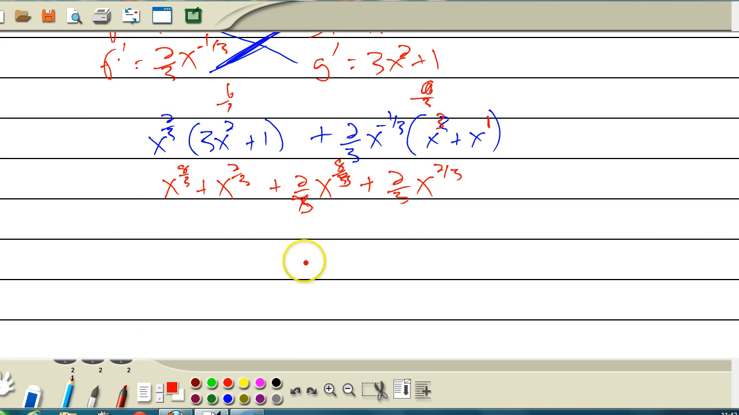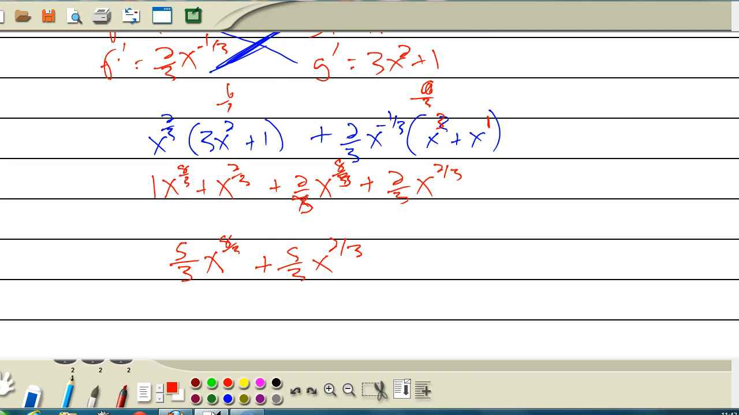So you have 8/3, 8/3, 2/3, and 2/3. So go ahead and add them together. Remember there's a 1 here, so that's going to give you 5/3 x to the 8/3 plus 5/3 times x to the 2/3. Alright?